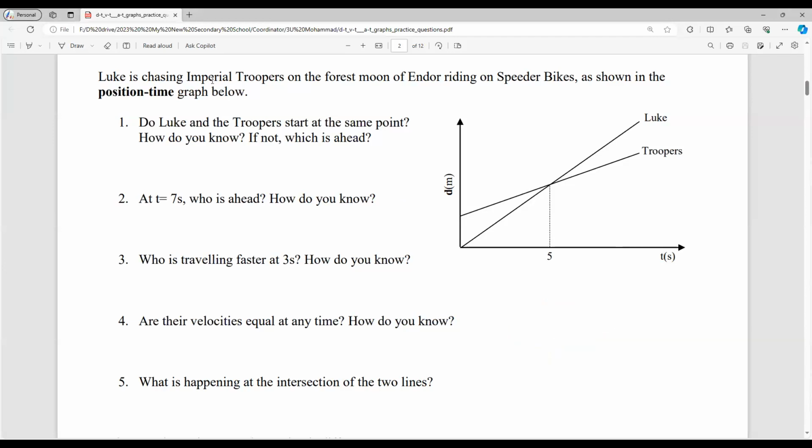Okay, so let's look at this graph. It's a distance time graph for two objects, Luke and troopers. Did they start at the same time? How do you know? Did somebody start ahead? Yeah, so troopers started ahead, by that distance. At time 7 seconds, it means on the right side, somewhere here. Who is ahead? How do you know?